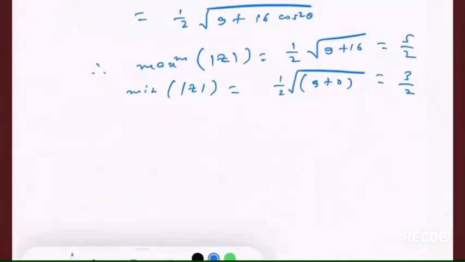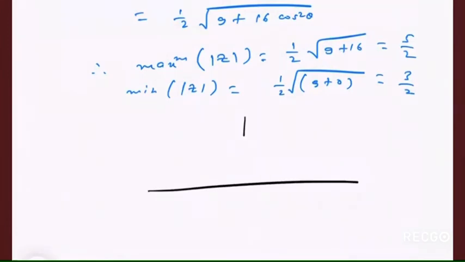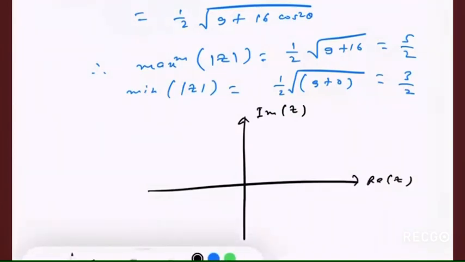And this maximum value of mod z and minimum value of mod z can also be obtained directly from the graph of the ellipse. If you draw the graph of the ellipse in the complex plane, you can see the real axis and imaginary axis. And then if I draw the ellipse, so let us suppose that this is the ellipse whose equation is given, and let us suppose there is a point z on the ellipse, right?